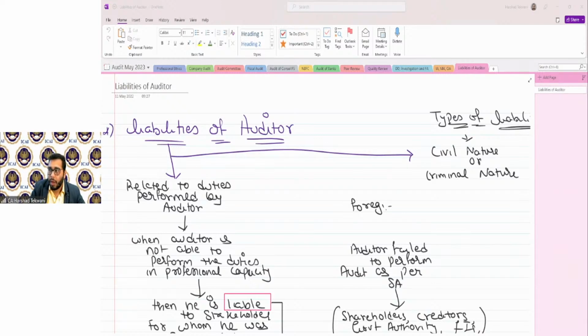So today's topic is the liabilities of an auditor. Now, in case of a liability of an auditor, first we need to understand from where the liability is arising, for what the liability is arising, and with respect to which topic the liability is arising.